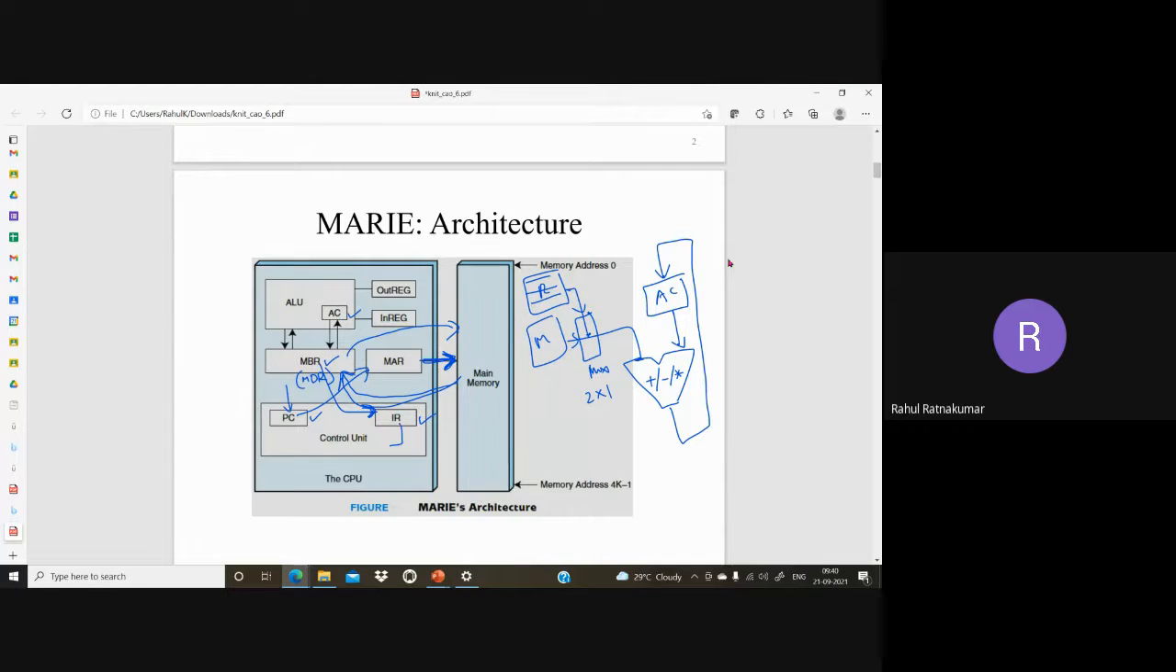Now the control unit decodes with the help of the instruction register. The instruction in the IR is taken into the control unit, into the decoder unit. It's called the decoding phase or decoder. Now the control unit will generate what? Control signals to the CPU. That means it is going to the control data path here. The control signals are controlling the data path.